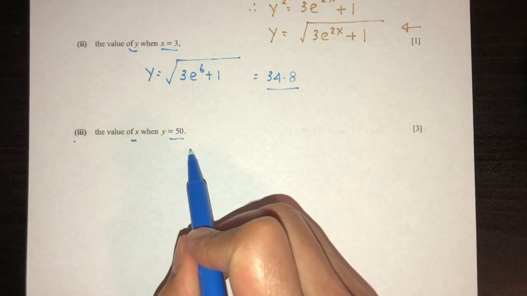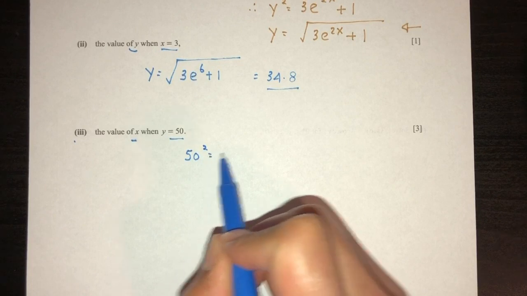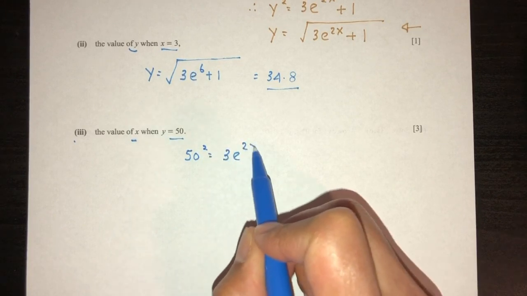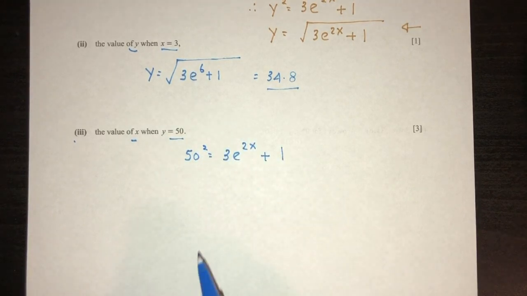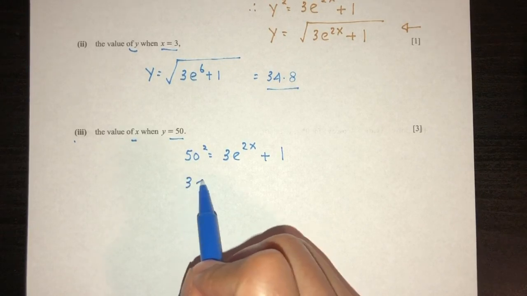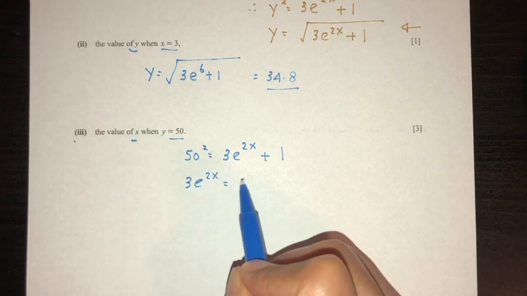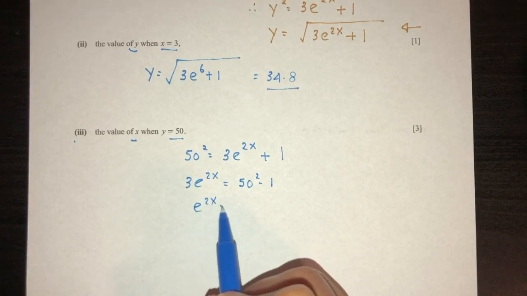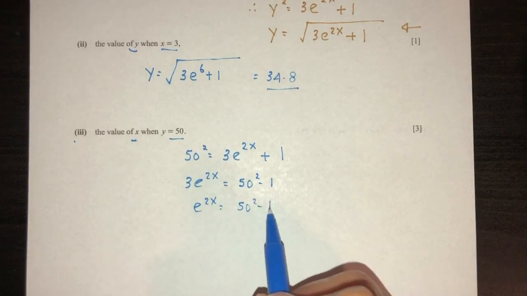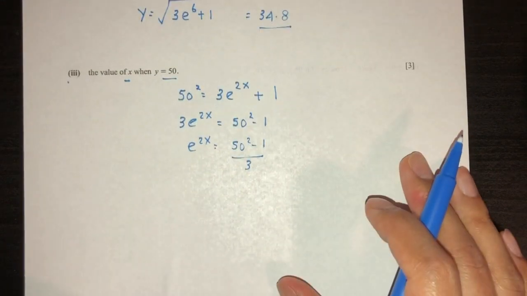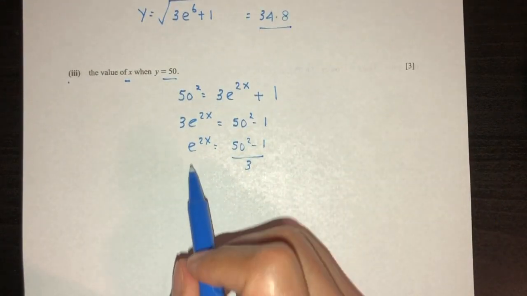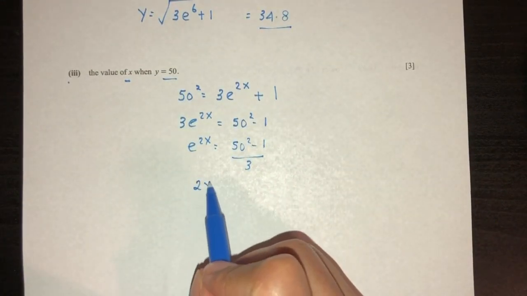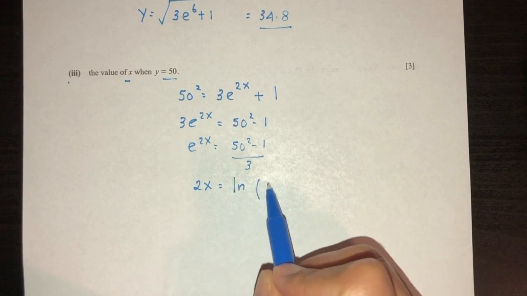Now for part 3, find the value of x when y is equal to this value. So we have this equation: y squared is 3 exponential 2x plus 1. So 3 exponential 2x is equal to 50 squared minus 1, right? And exponential 2x will be 50 squared minus 1 divided by 3. And then you will have ln. You have to send this over here. You will have 2x is ln of this value.